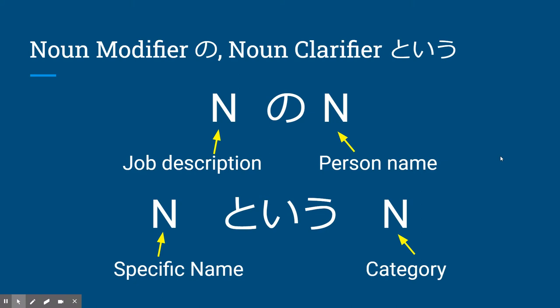And then the other one, which is a noun clarifier, toyu, we can have a specific name. So, for example, Okada-sensei toyu, the category would be, let's say, hito. Okada-sensei toyu hito. So, a person that's named Okada-sensei. We can use this for other things as well. So, for example, Titanic toyu eiga, or Harry Potter toyu character. We can have Catcher in the Rye toyu hon, so specific name toyu category.